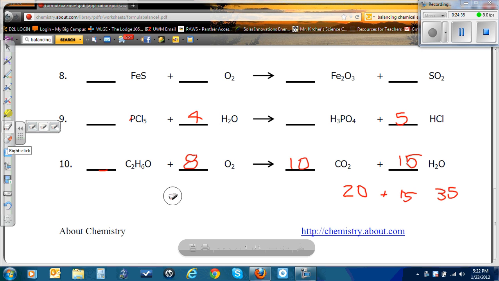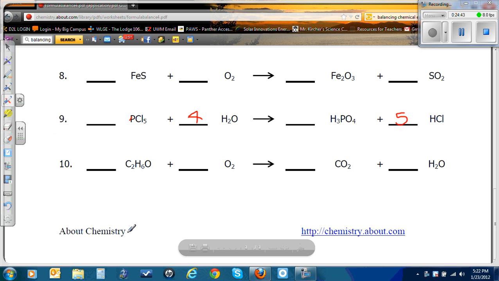Okay, this problem, those numbers aren't working. And oftentimes when you start getting up into like the 35s, it might be a good idea to go back and check. Some of you are going to say I did that on purpose. Well, let's go back and check. I have 2 carbon and 1 carbon. To get 2, I can put a 2 there. Now I have 6 hydrogen and 2, so I can put a 3 there, right? 6 and 6.